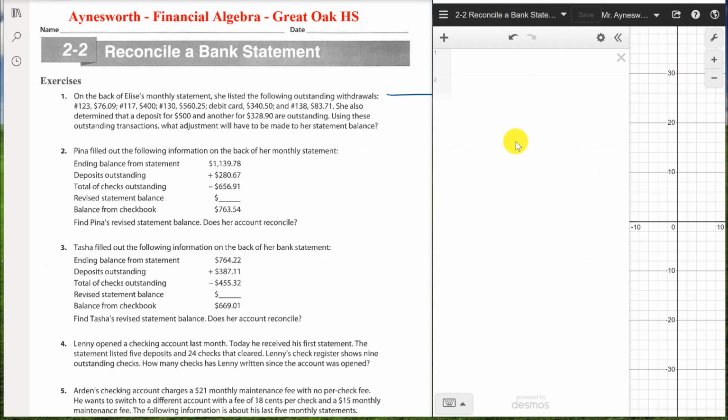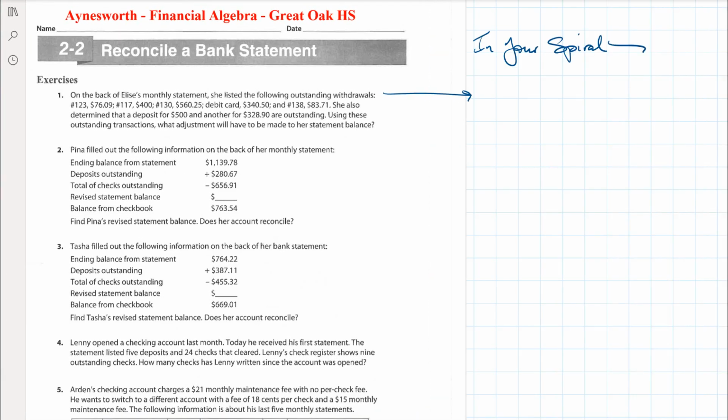Alright, let's get right into it. We do all our work in our spiral in this class too, because there's not enough room in this workbook to do everything, so let's go off to the side and do our work in our spiral. Alright, number 1, here we go. On the back of Elise's monthly statement, she listed the following outstanding withdrawals. She listed a check number 123, which was for $76.09. Check number 117 was for $400. Check number 130 was for $560.25. She had a debit card expense for $340.50, and then another check for $83.71. All of these are withdrawals. So let's go ahead and list them out.